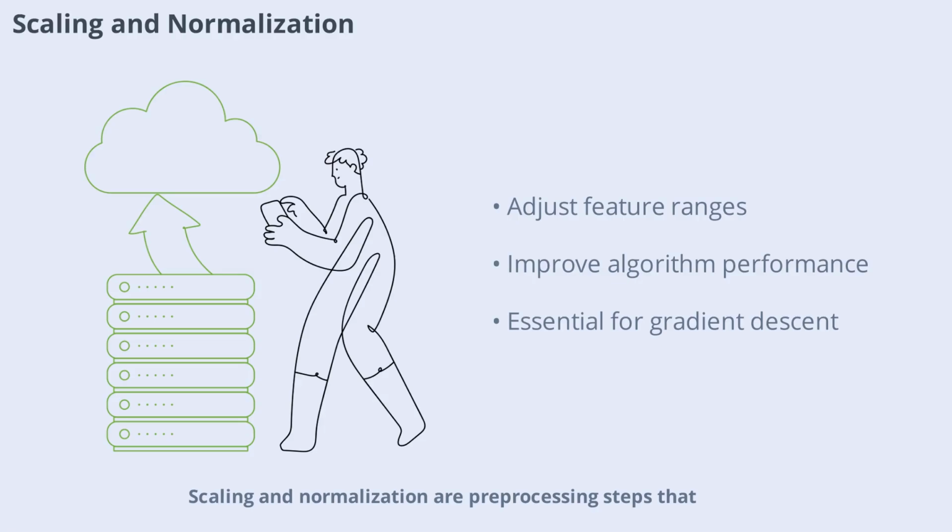Scaling and normalization are preprocessing steps that adjust the range of your data features. This is especially important for algorithms that are sensitive to feature scales, like gradient descent. Proper scaling ensures that all features contribute equally to the model fitting process, leading to better results.